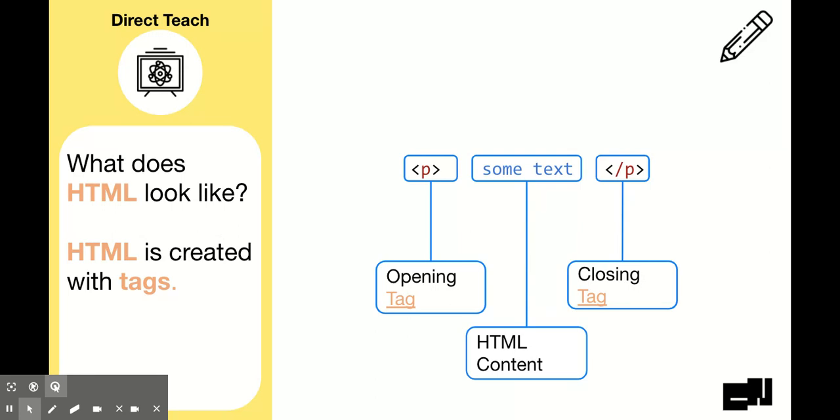So, what does HTML look like? HTML is created with tags. Here is the structure of an element. So here, on the left, you have an opening tag, and then you have a closing tag on the other end. In between the two tags, you see some HTML content. In this case, it says some text.